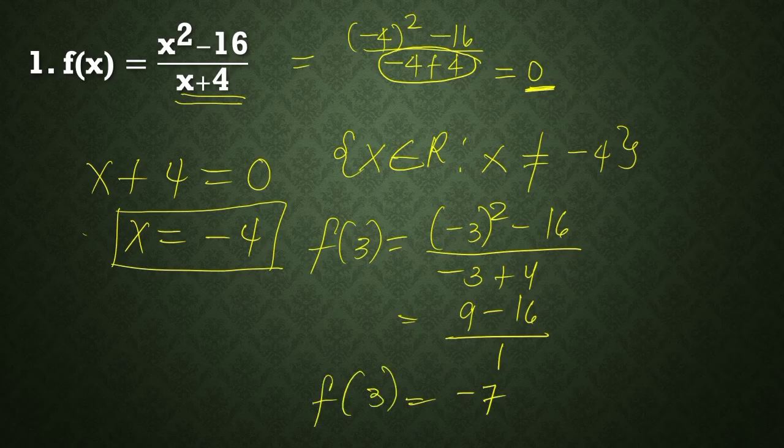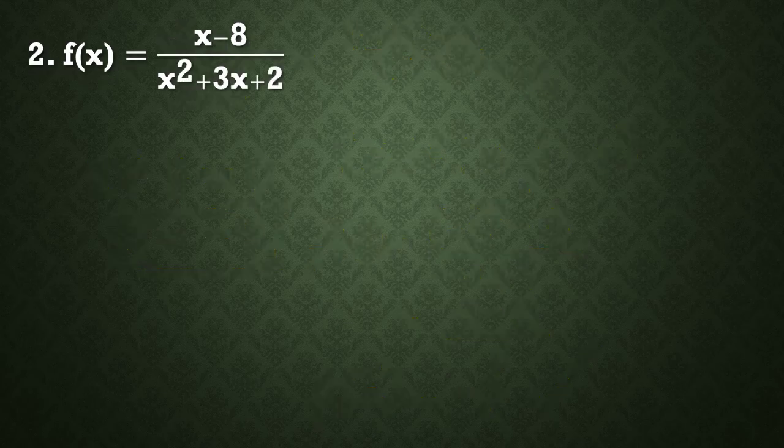So, kapag sinubstitute natin yung negative 3, makakakuha tayo ng value na negative 7. Okay. So, ibig sabihin, ang negative 3, magiging defined yung ating function kapag sinubstitute natin siya in place of x. Unlike yung negative 4, magiging undefined. So for example number 2, we have f of x is equal to x minus 8 all over x squared plus 3x plus 2. So quadratic polynomial lang ating denominator. So ang gagawin lang natin dito is, i-factor natin siya kung factorable siya.